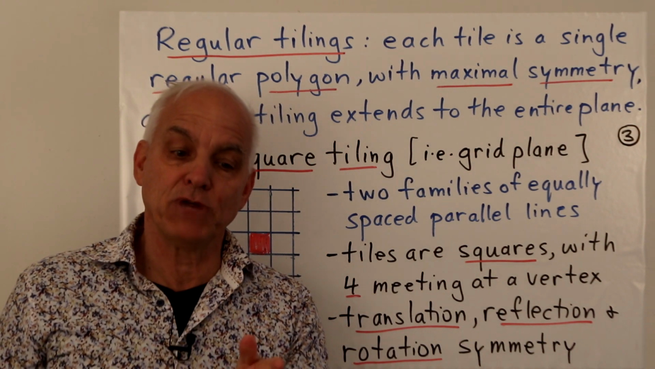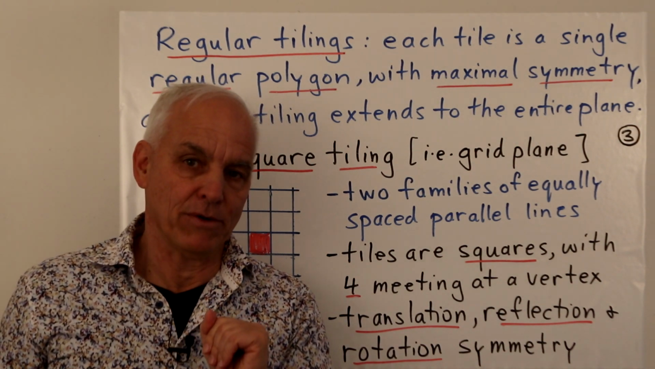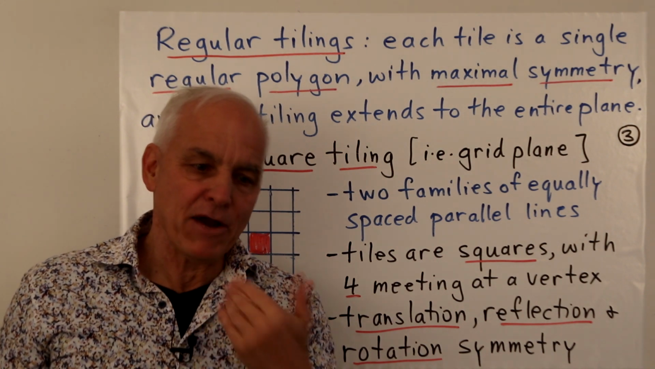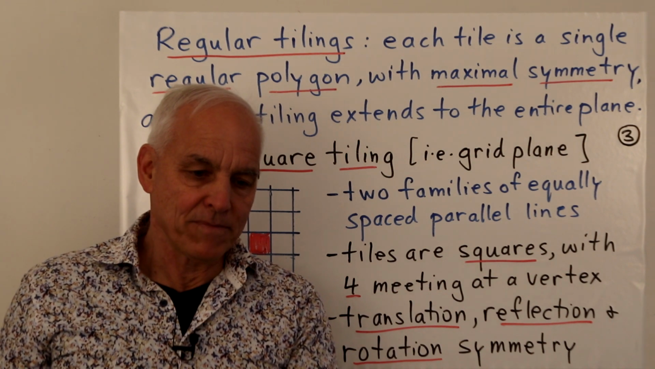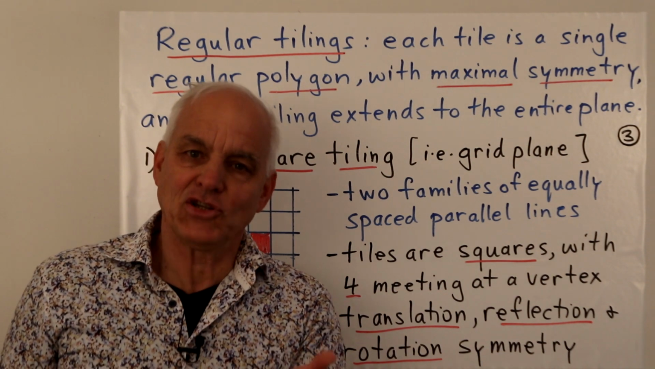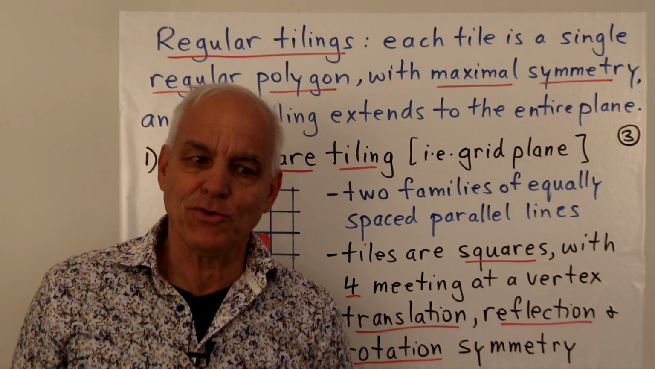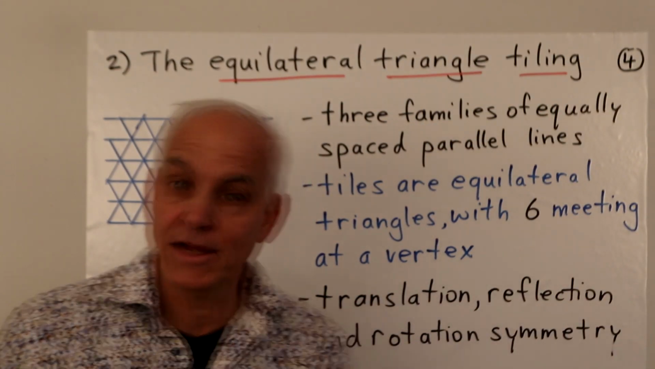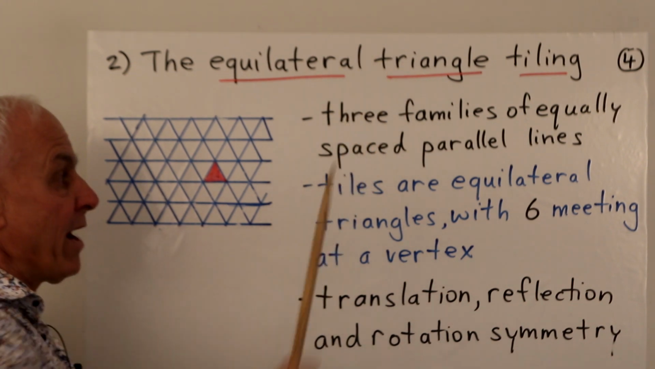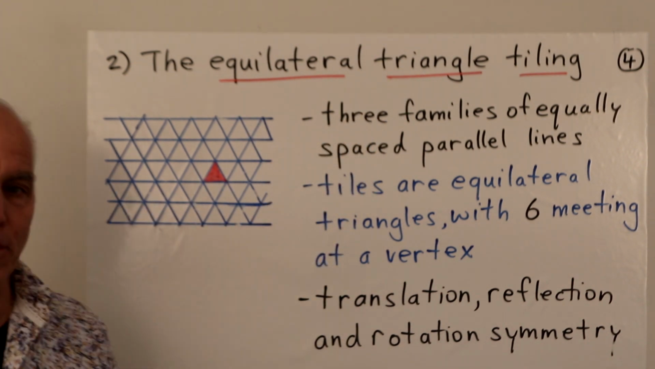That's a very rich subject that we're going to be talking quite a lot about. It's actually a very accessible and pleasant, and I think a nice topic for young people to learn about. Now, the second really important tiling is the equilateral triangle tiling, which is given here.